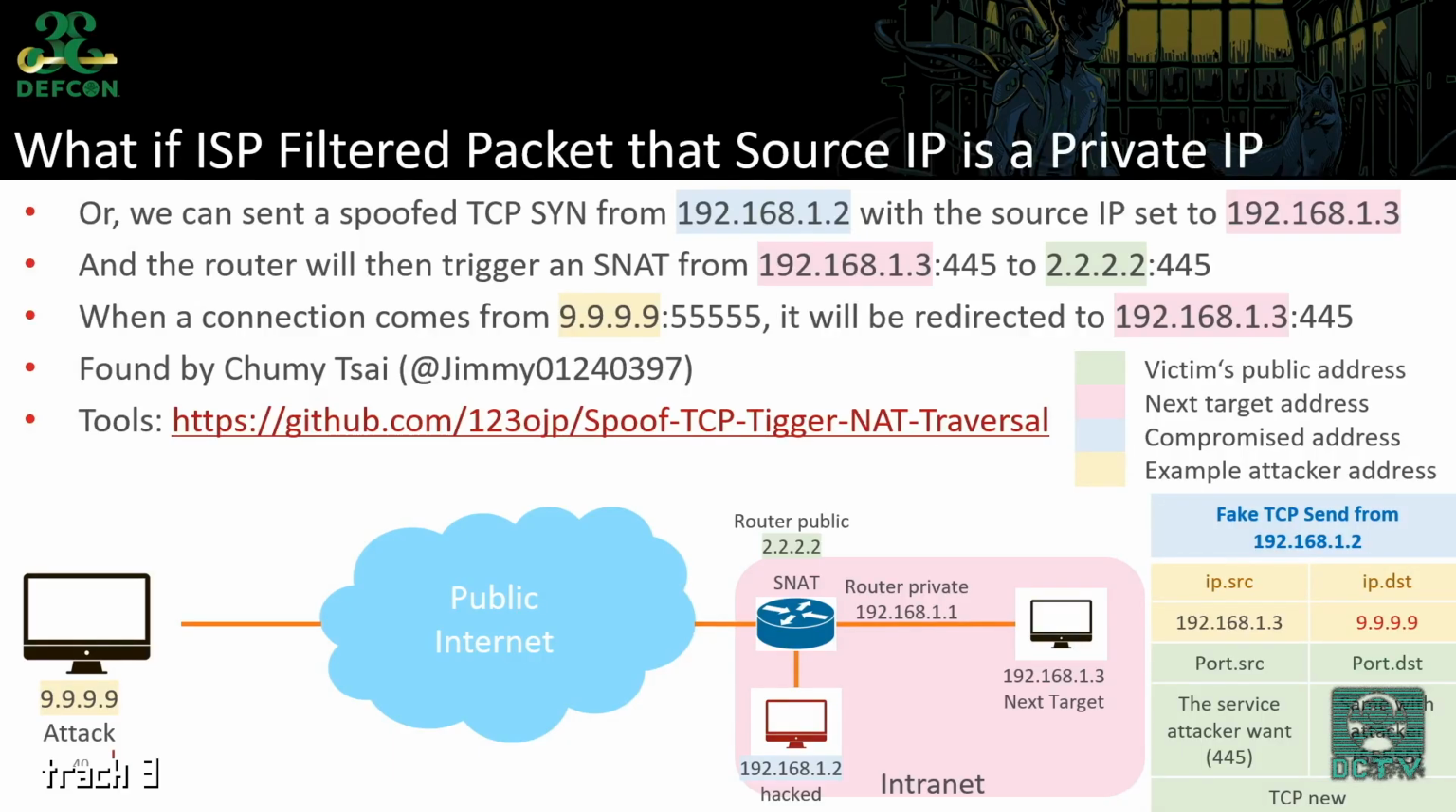Another method discovered by Jimmy Cai involves spoofing a fake TCP SYN packet from the compromised device, using the next target IP as the source IP address, which is .1.3 for now, and sending it to the attacker's server. The SNAT mechanism can be abused as a destination NAT to connect to an intranet service.